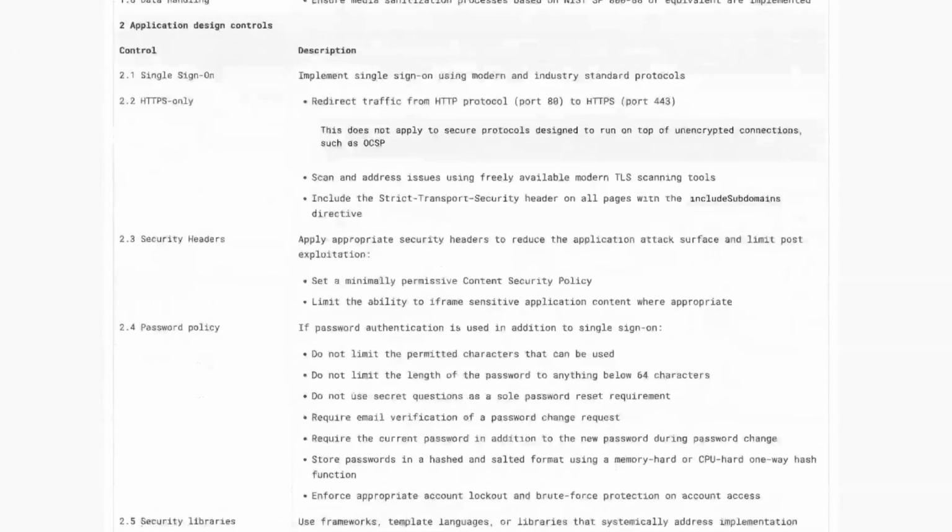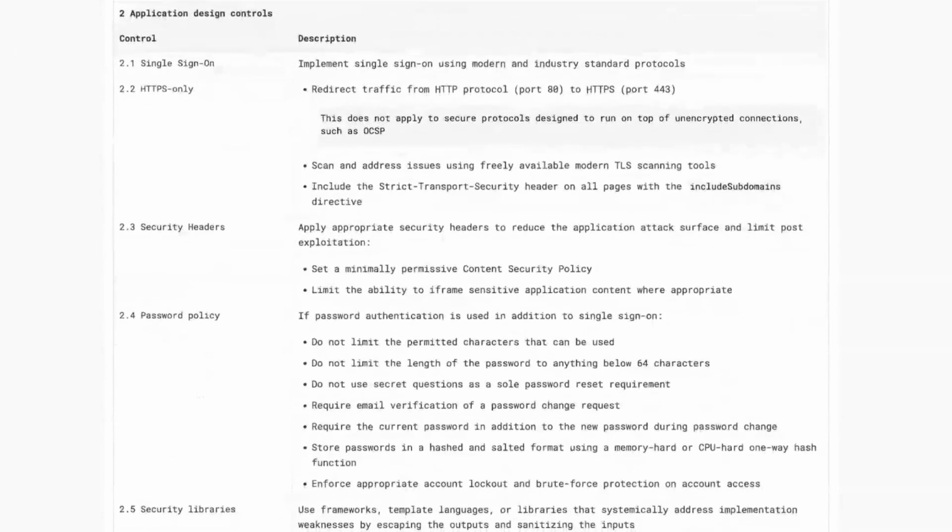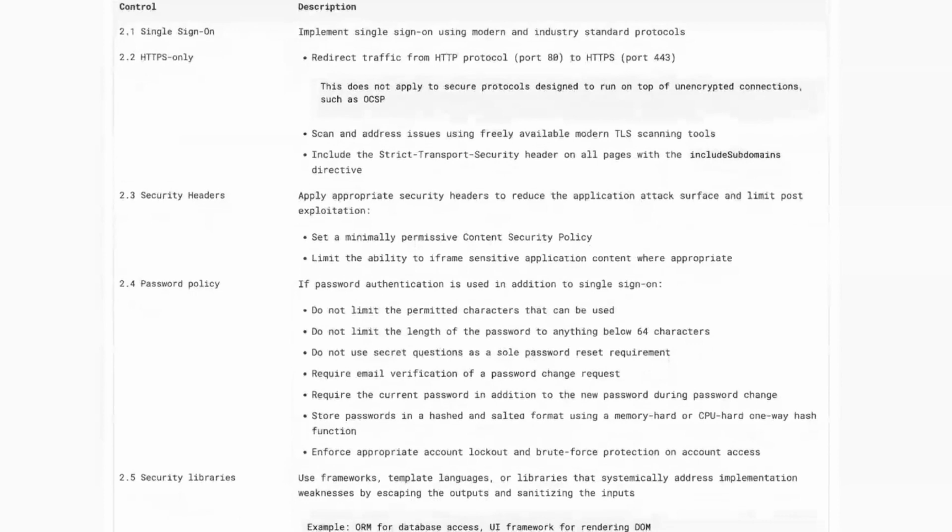Looking at the second section, we look at application design controls. That's very much where a lot of the meat is on the technical controls, things like making sure you support single sign-on, HTTPS only. These things should be simple and out of the box. Make sure you have some security headers in place. Particularly, we're talking about content security policy, which is another one of these areas where if you design it in from the day one, this is easy. If you do CSP from day one, it's easy.